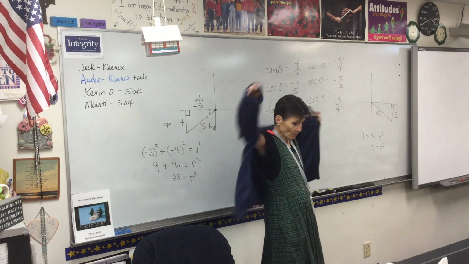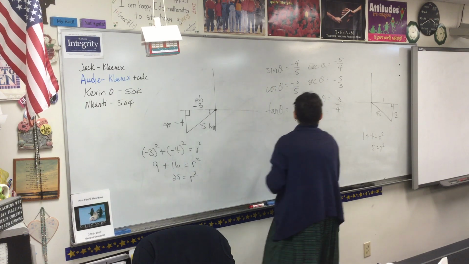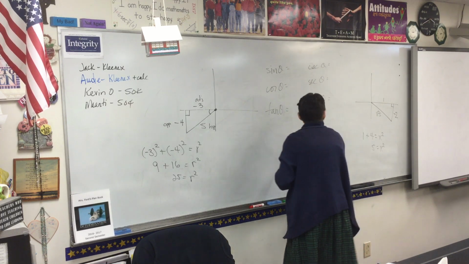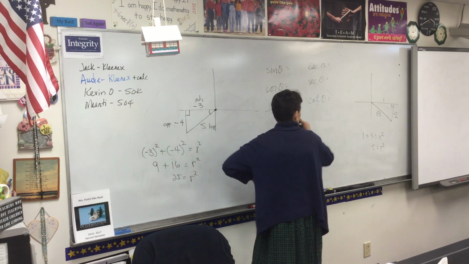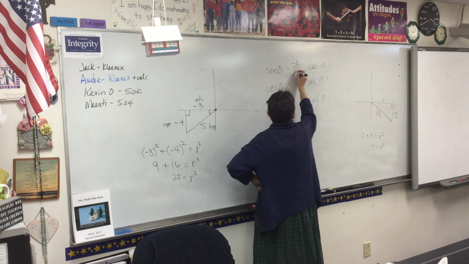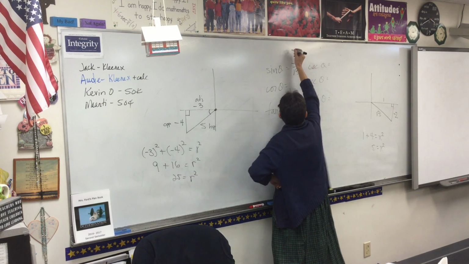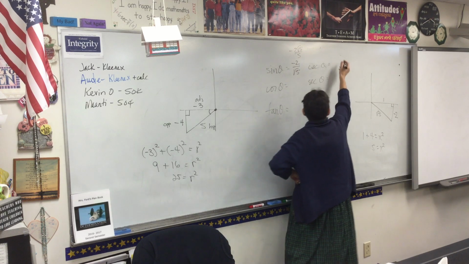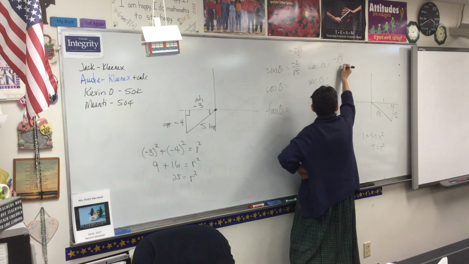So, are you ready to answer your questions? I'm just going to erase these so I don't have to rewrite everything. All right, sine: -2 over root 5, which is -2 root 5 over 5. And my cosecant is -root 5 over 2.